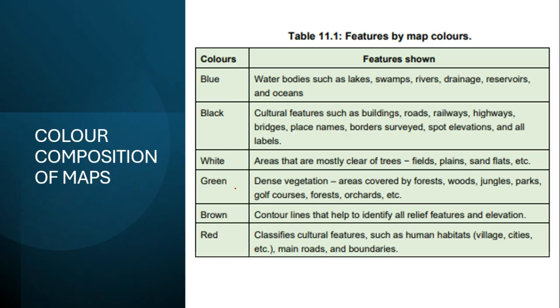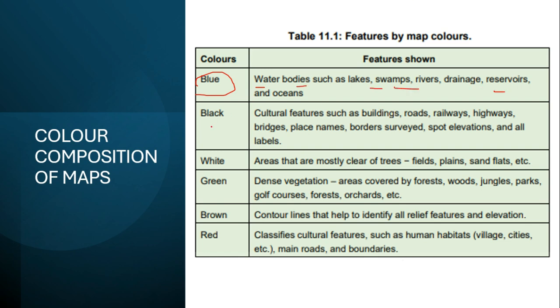Whenever you are making any standard kind of map, you will have to be ready for color representation of different features on the map. Like here in this table, you can see the blue color. Blue color is used for representation of water bodies such as lakes, swamps, rivers, drainage, reservoirs, and oceans.